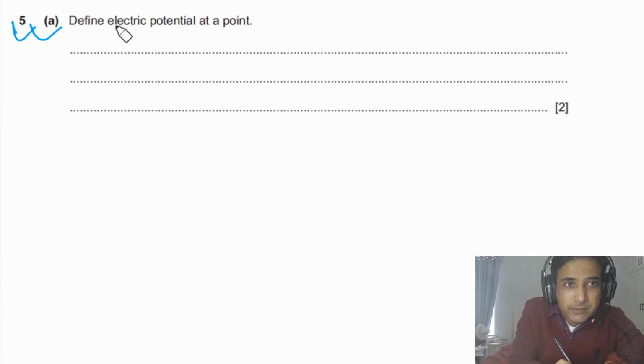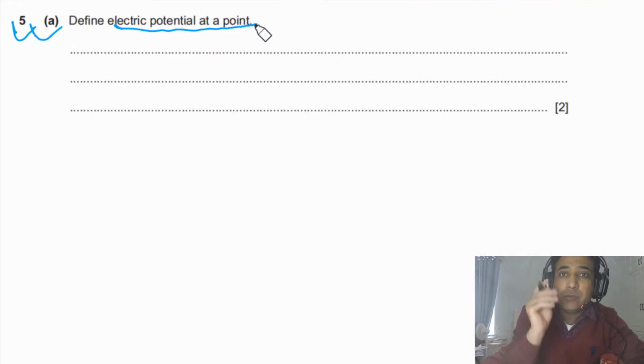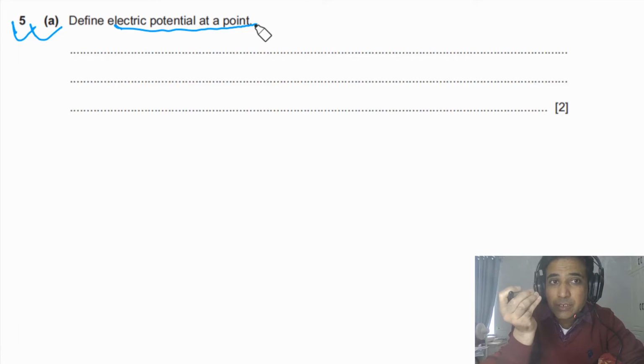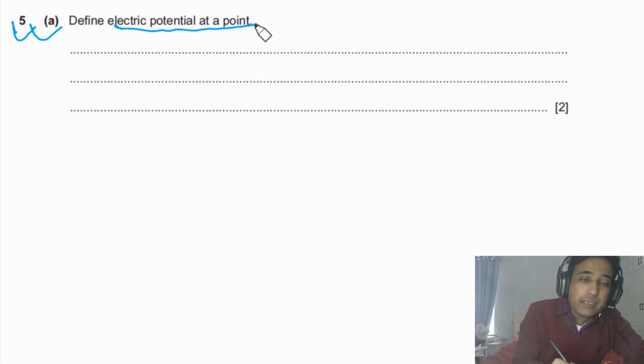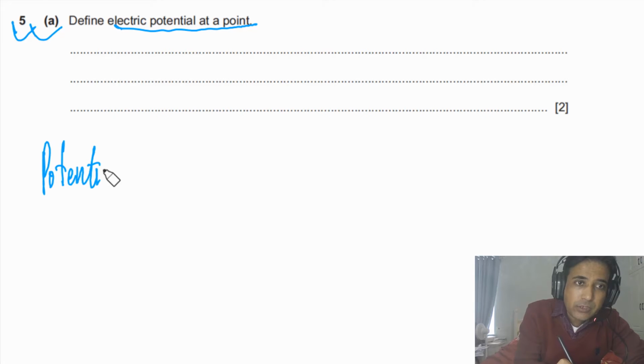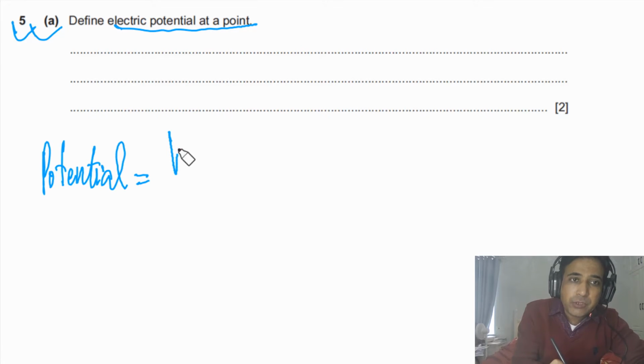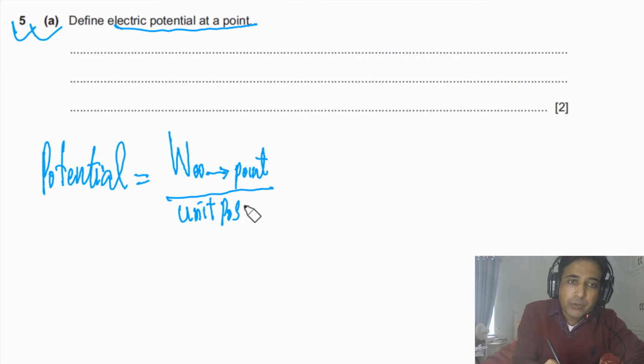Question 5 part A says define electric potential at a point. This is also a typical question. You need to understand how to define electric potential. Electric potential is simply equal to the work done by an external agent from infinity to a point, per unit positive charge. So this is how we can define electric potential.